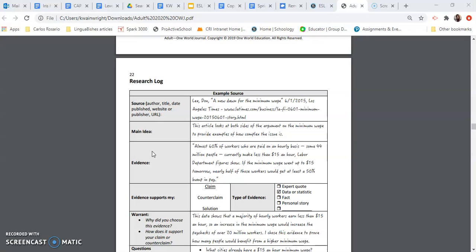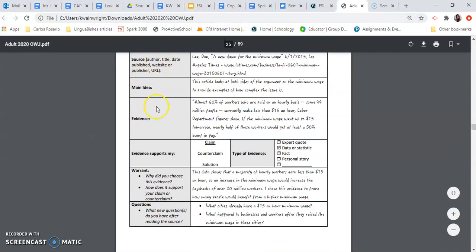So once you find evidence, you need a system to record it. So that's where your research log comes in. So I'm in the One World Journal on page 22. And here is an example of a research log.